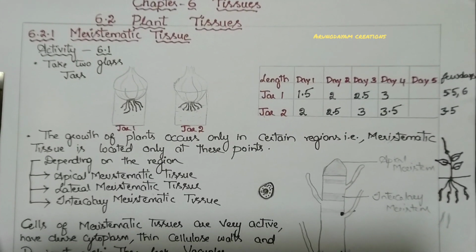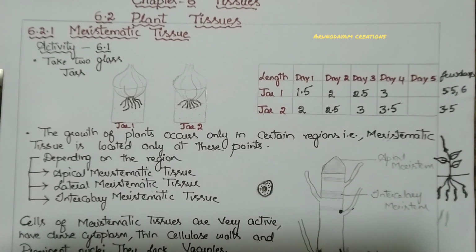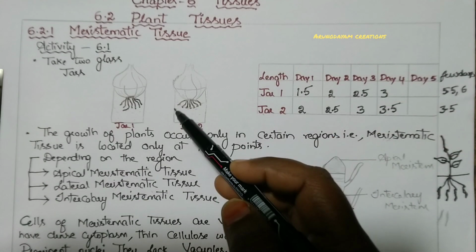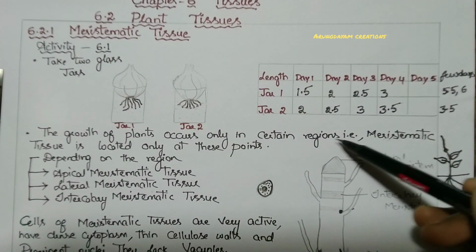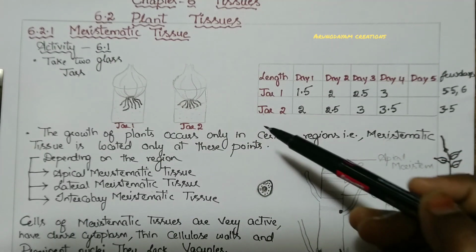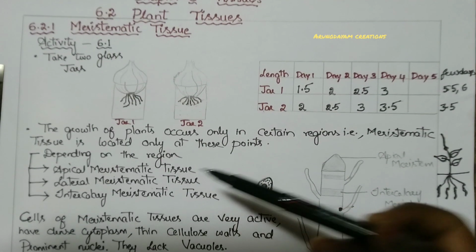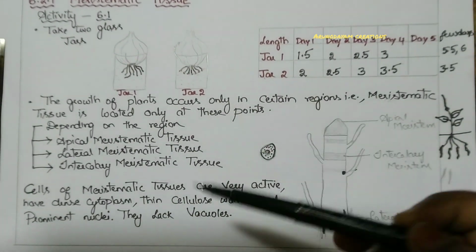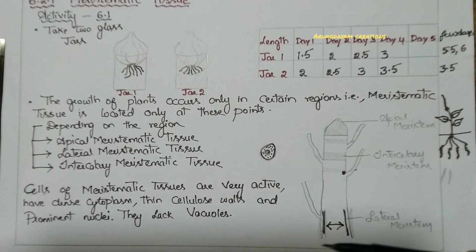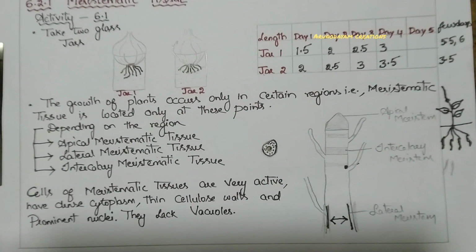So today we have learnt about one of the two types of plant tissues, that is meristematic tissue. We have done an activity and we know the importance of meristematic tissues in case of plants, and next we have learnt about three types of meristematic tissues, and we have also learnt how the cells of meristematic tissue look like. Okay, I hope you understand this topic.